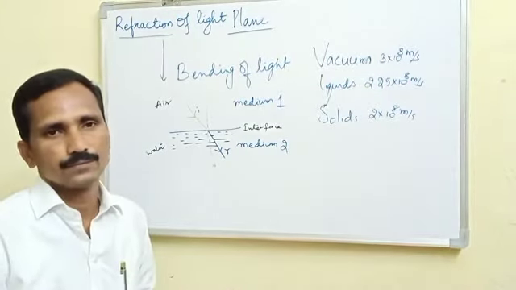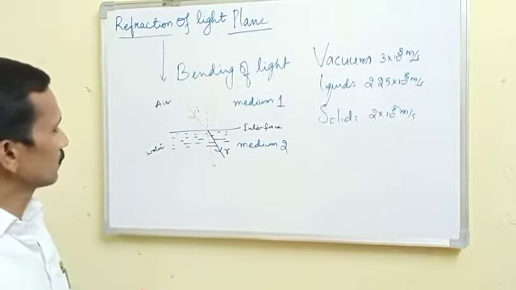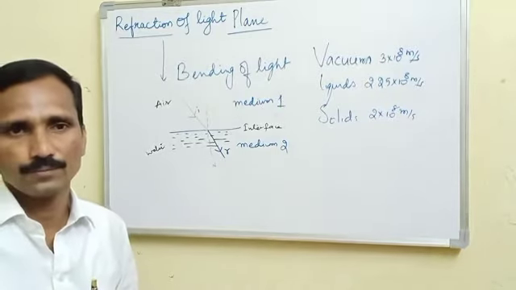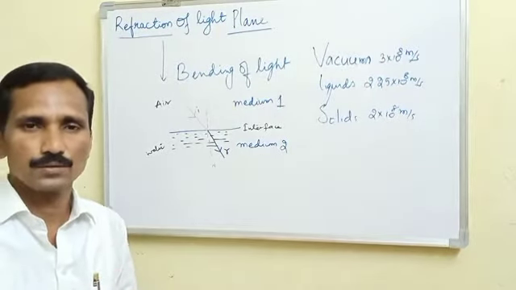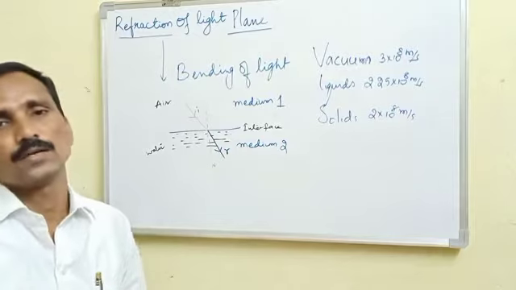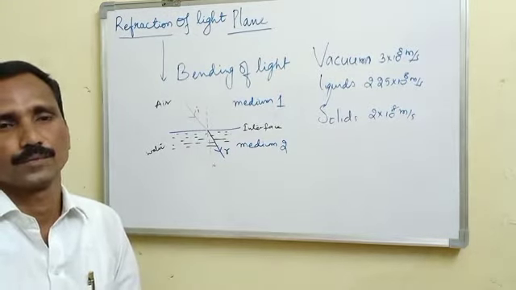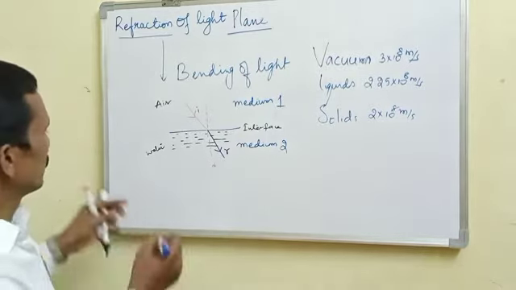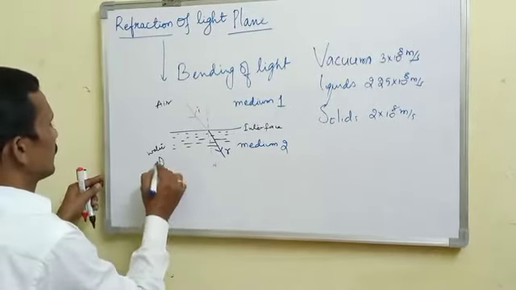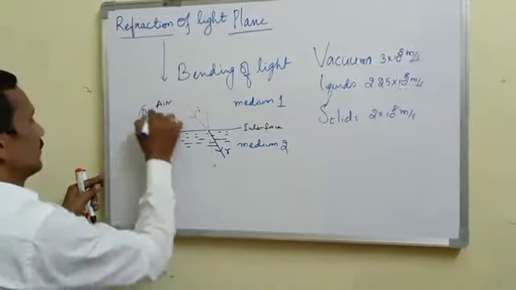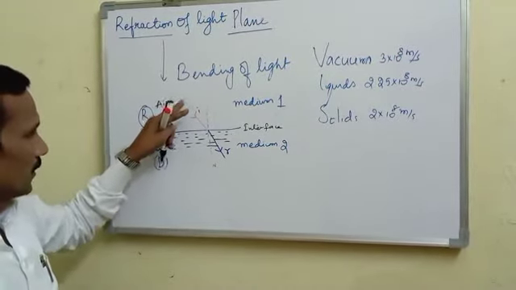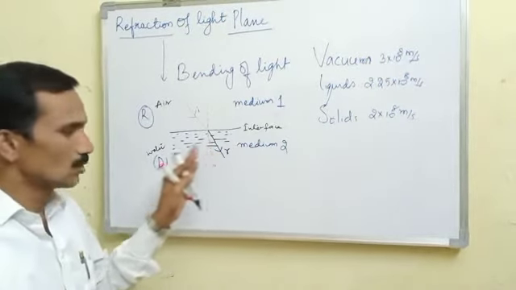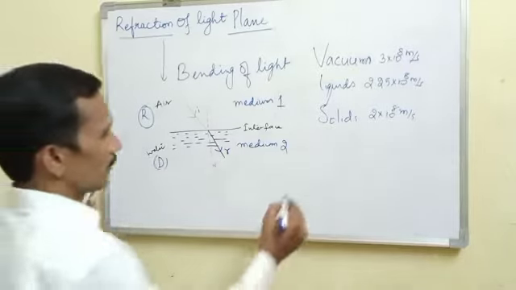Next, another point. When the light travels from rarer medium to denser medium. What is rarer medium? The medium in which the speed of light is more is called rarer medium, and the medium in which the speed of light is less is called denser medium. Here water is the denser medium, air is the rarer medium. When a light ray travels from rarer medium to denser medium, it bends towards the normal.